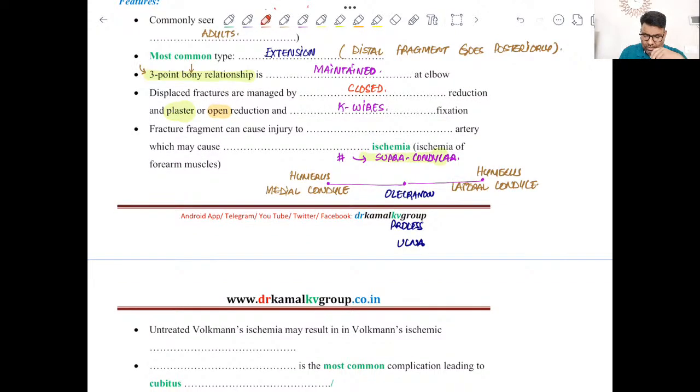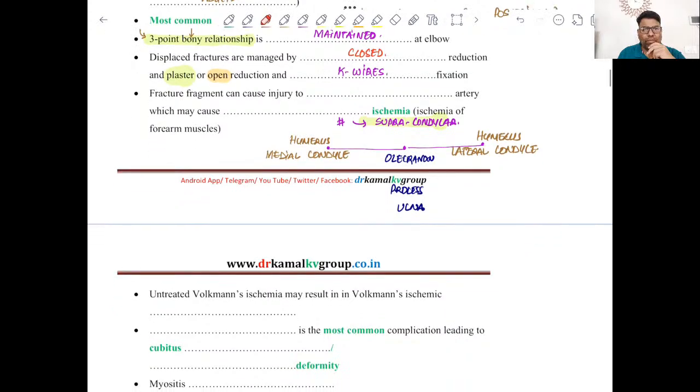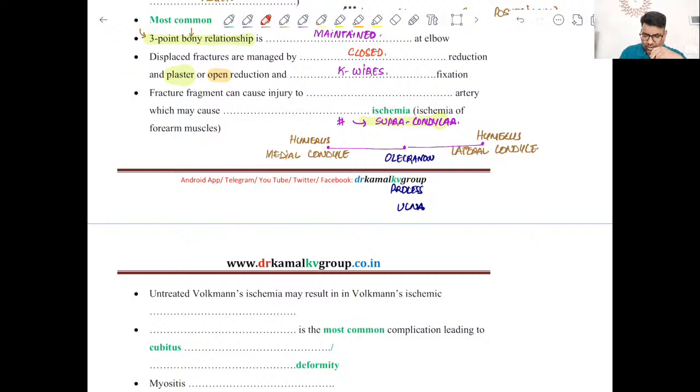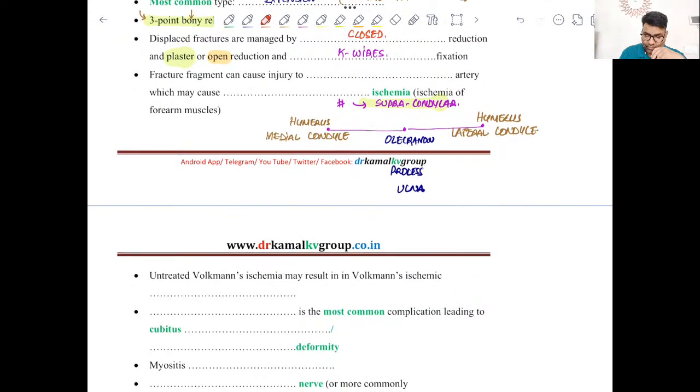Now, this fracture is very important in terms of its complications, because I think most of you must have already done PYQs, and you must have come across plenty of complication-related questions related to this fracture. So yes, obviously you are right, Shanawaz bhai. So this is brachial artery, right?